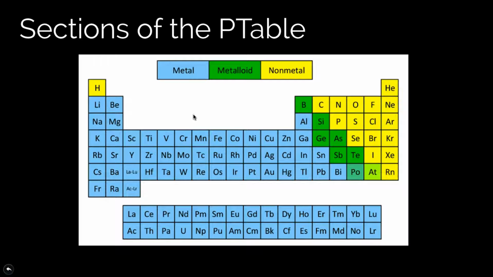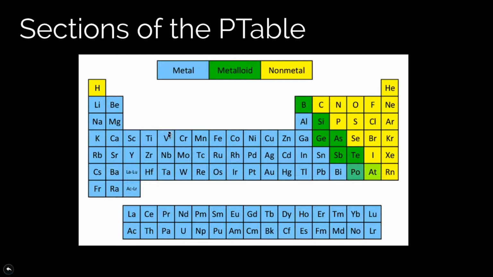The one exception to metals being on the left and non-metals on the right is hydrogen. Even though hydrogen is found on the left side of the periodic table, it's technically a non-metal element. And that's a little bit odd, but when we get into the next section, when we're talking about electrons, I'll clear that up then.